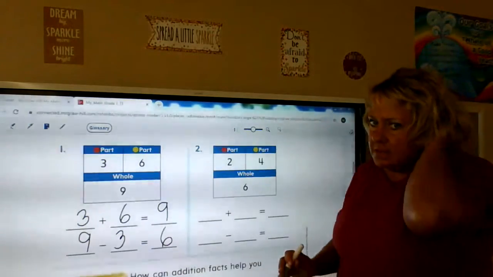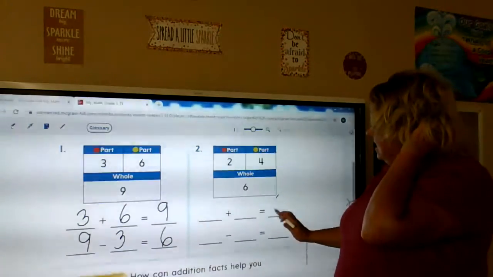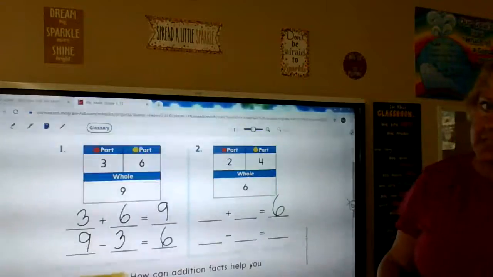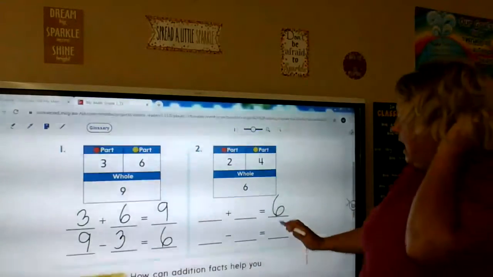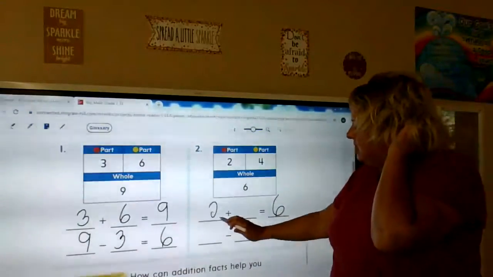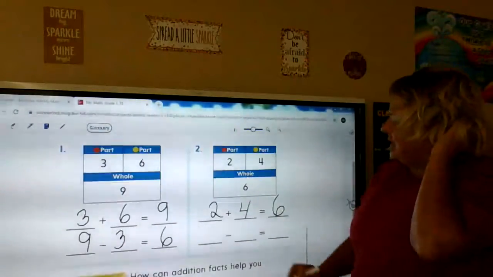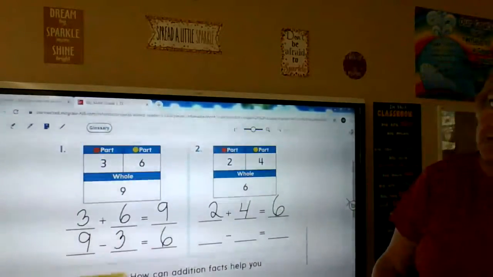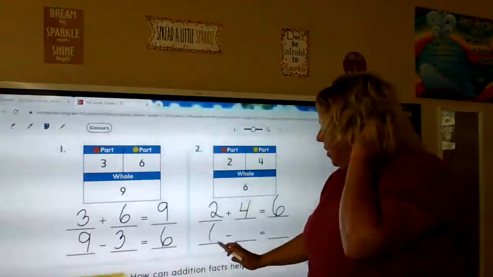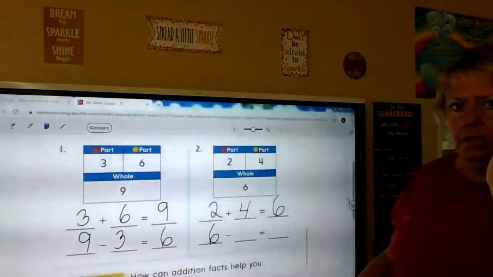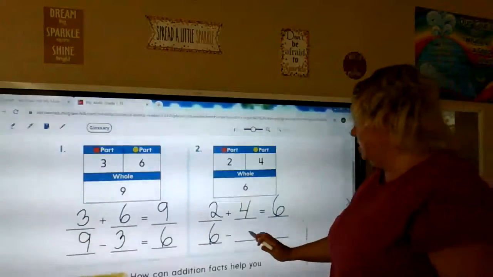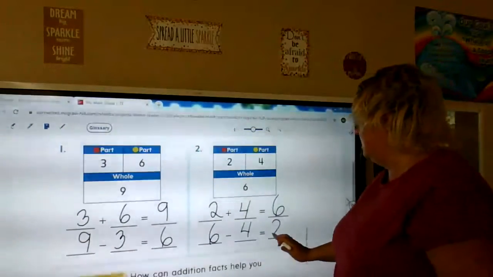Okay, let's try another one. The whole is 6, so when we add, it comes at the end. That's the sum. What are the parts? 2 and 4. 2 plus 4 equals 6. Now we're going to start with the whole and take it apart. So the parts are 4 and 2.